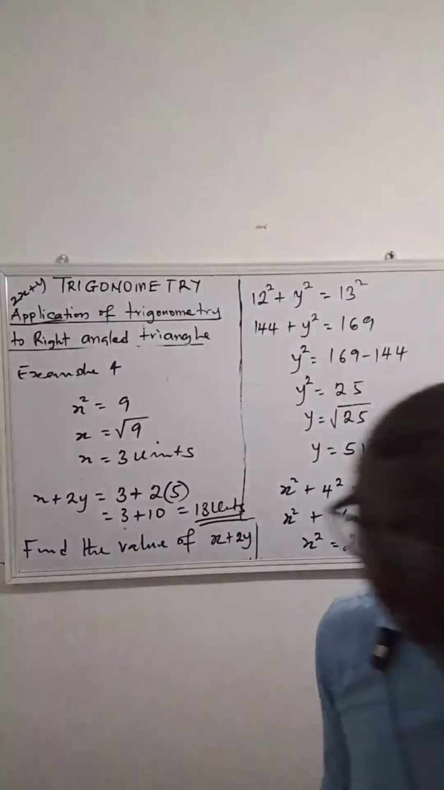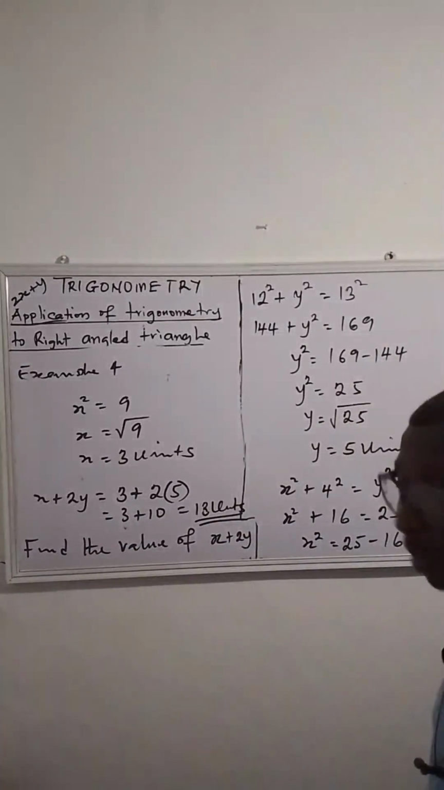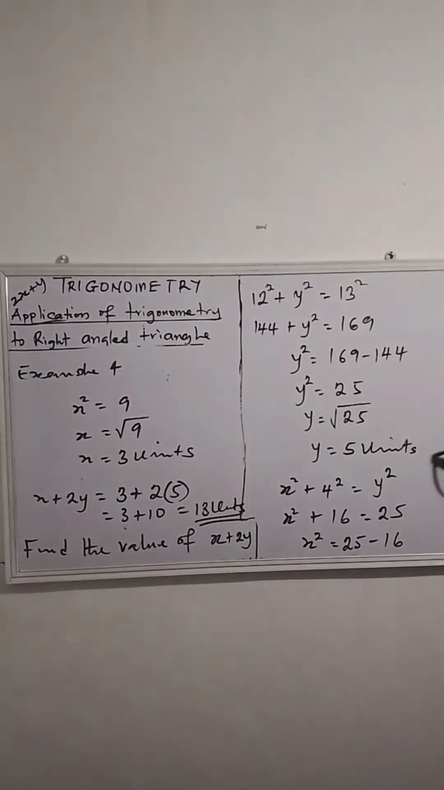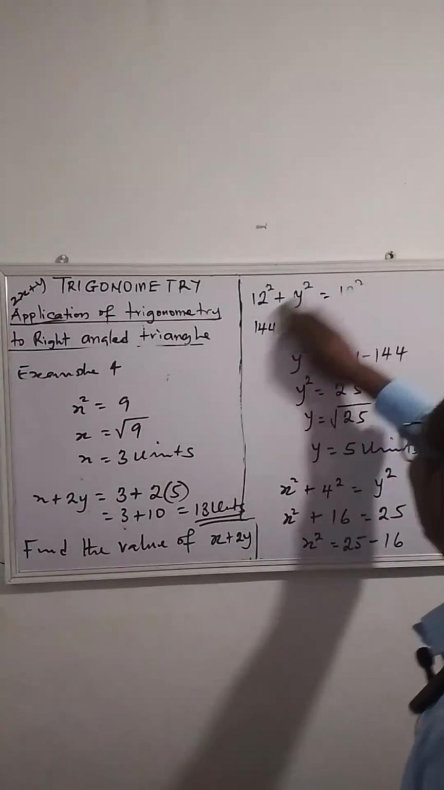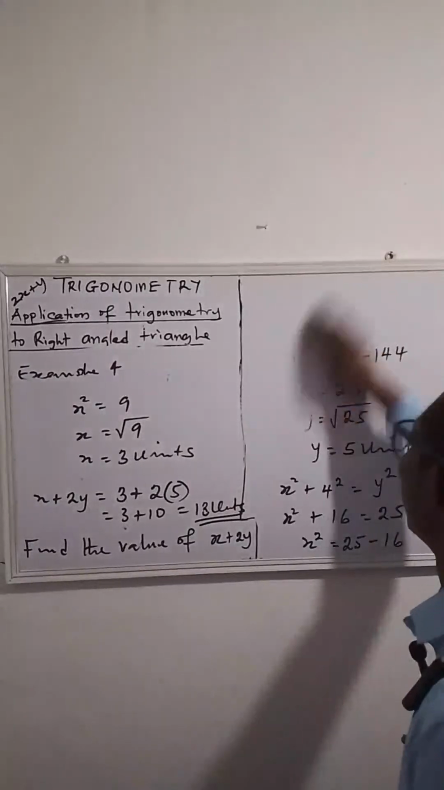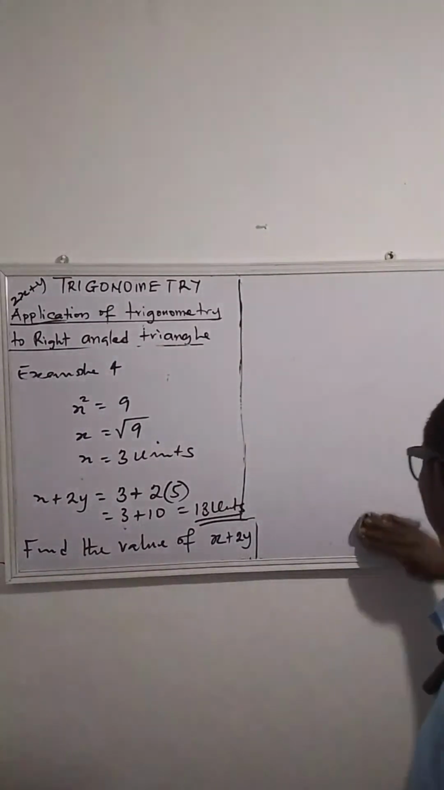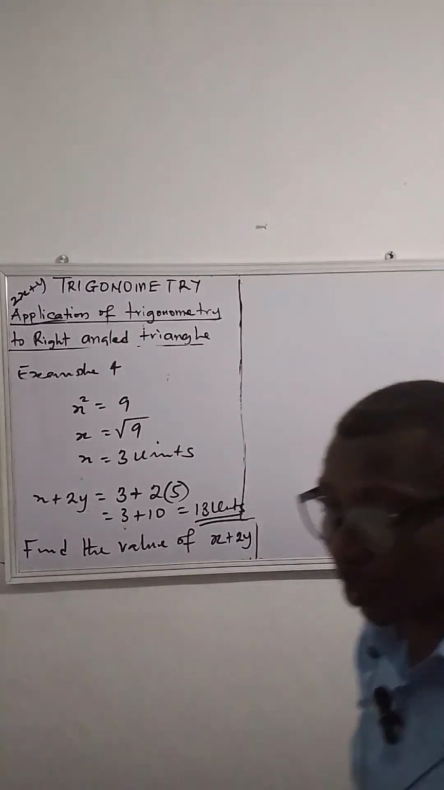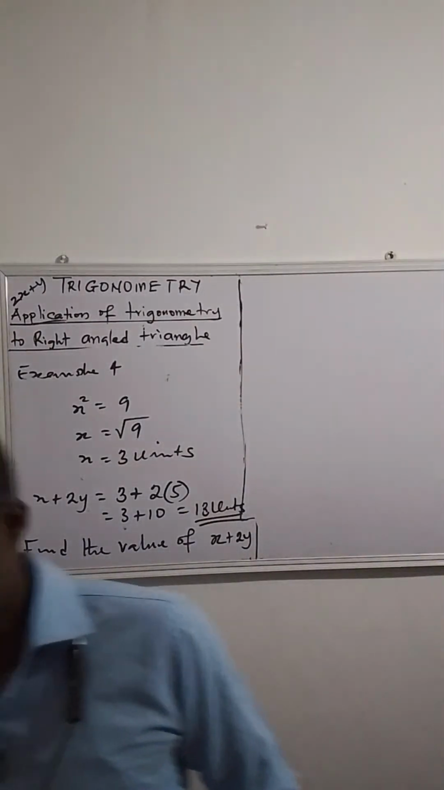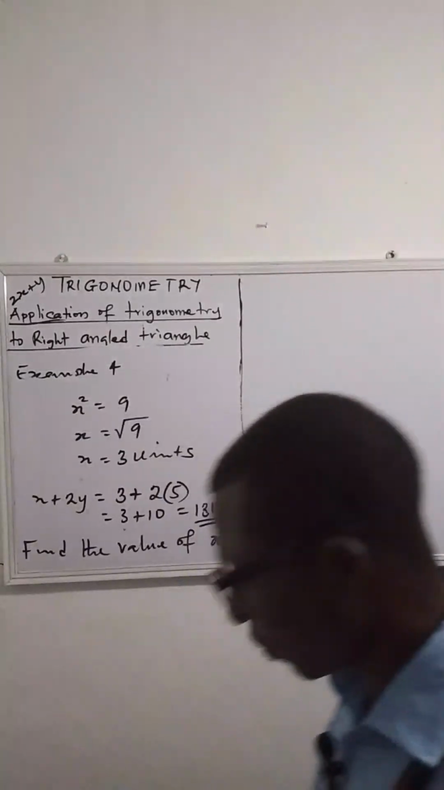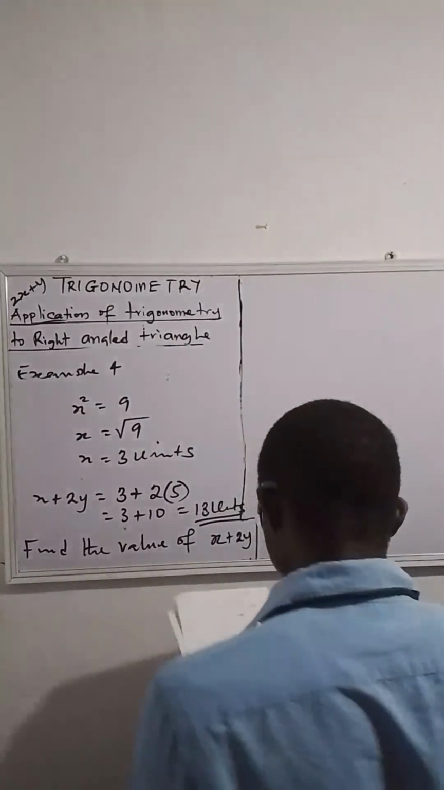All right, so with this, let me give you something to try now. I want you to try this within 2 minutes. I want to see the first person that will give me the correct answer. I know we have brilliant minds here. Let's see the first person that will give us the correct answer here.